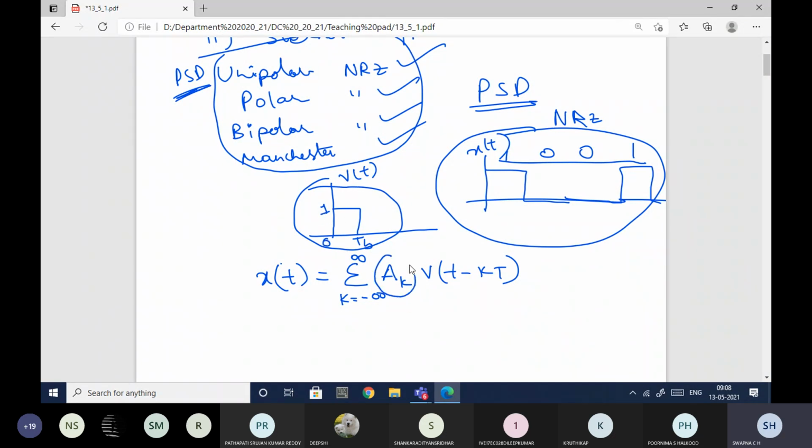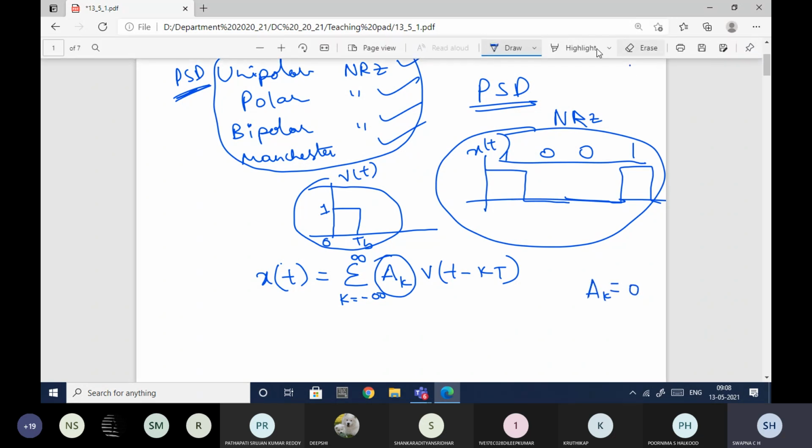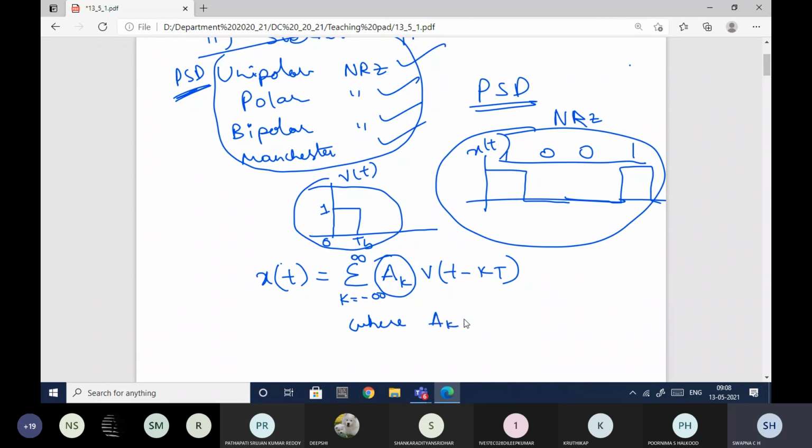Okay, that is what this AK is used for here. So AK will be equal to 0. I'll write it down only. Anyway, that is also important. Where AK value will be equal to A for symbol 1, and it may be equal to 0 for symbol 0. Okay, so this AK is for that.